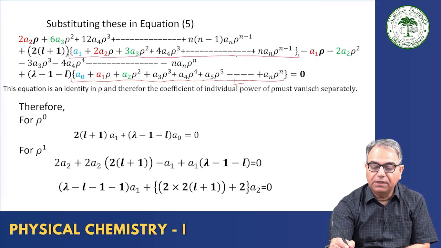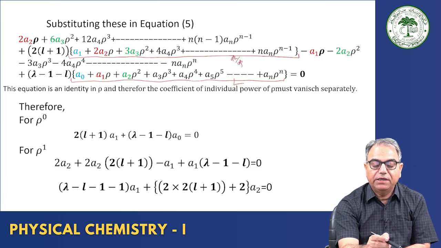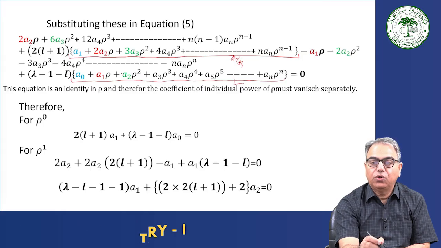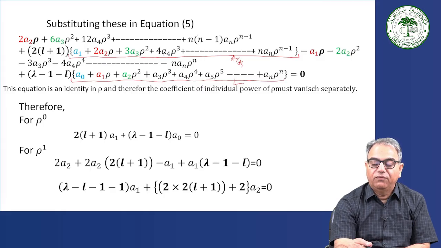This part is the first differential, dL by d rho. If you differentiate, a naught will go because a naught is a constant, there is no rho, but you will have a1 for the first differential, a2 into 2 rho. So 2a2 rho will be the differential of this one. 3 rho square a3. So 3a3 rho square is the differential of this one. Same way, 4a4 rho cube is the differential of this one. So this is the first differential term.